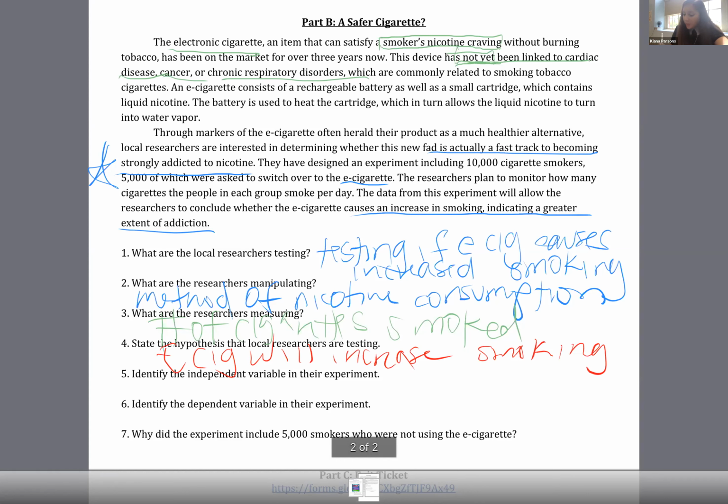The independent variable is the method of nicotine consumption. So is e-cig versus cigarette. And the dependent variable is the amount of nicotine consumed. Or I guess cigarettes smoked is how they defined it.